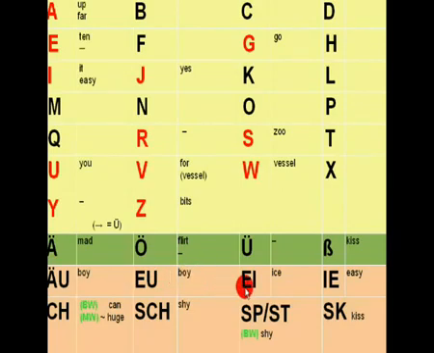Then there is this combination of E and I, but we don't pronounce it like E, but like I in ice. This letter combination we don't pronounce like I-E, but only like a long stretched E.